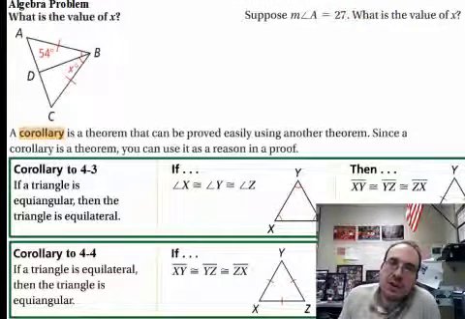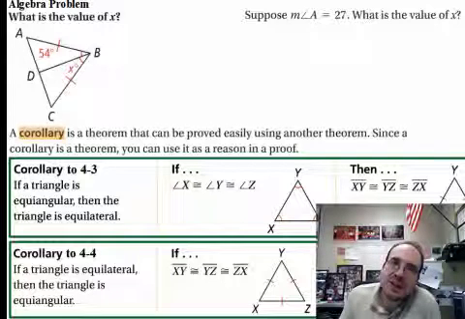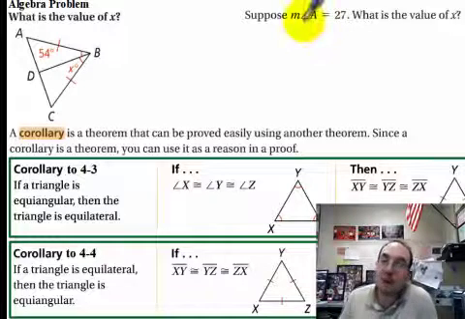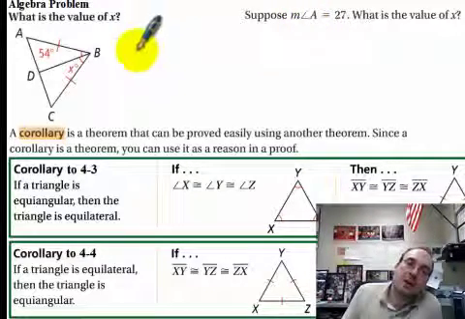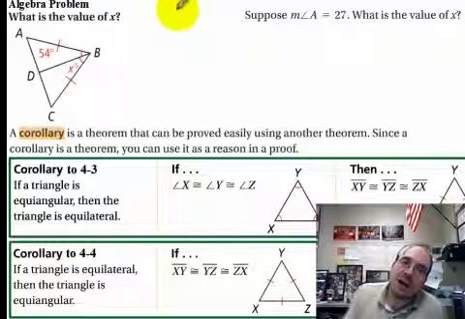Alright, now the next theorem says that if a line bisects the vertex, remember bisects means cut in half, of an isosceles triangle, then the line is a perpendicular bisector of the base. In other words, this is a 90-degree angle, and this little side here is congruent to this little side here. That's actually a lot of information, okay? So let's use that information to solve some problems.